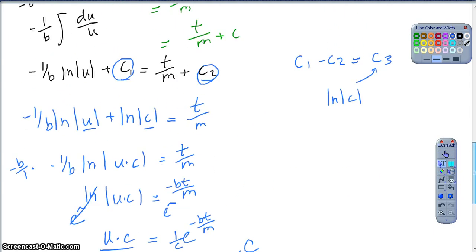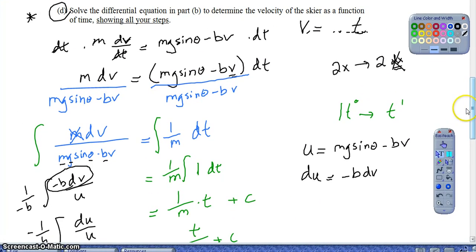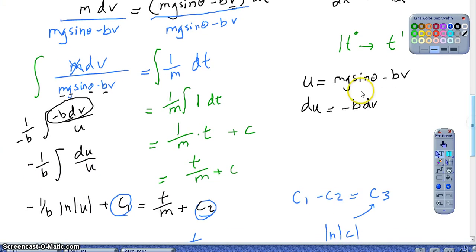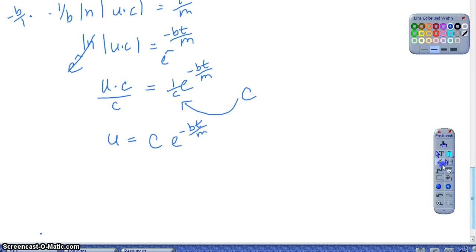So anyway, almost there. They want me to solve for my actual velocity function, so I do need to go back and plug in whatever I've defined as u. So this whole thing I defined as u, so my mg sine theta minus bv, I'm going to plug that back in for u. So again, resuming here with mg sine theta minus bv equals c times e to the negative bt over m. So there's a couple more steps that I need to do.